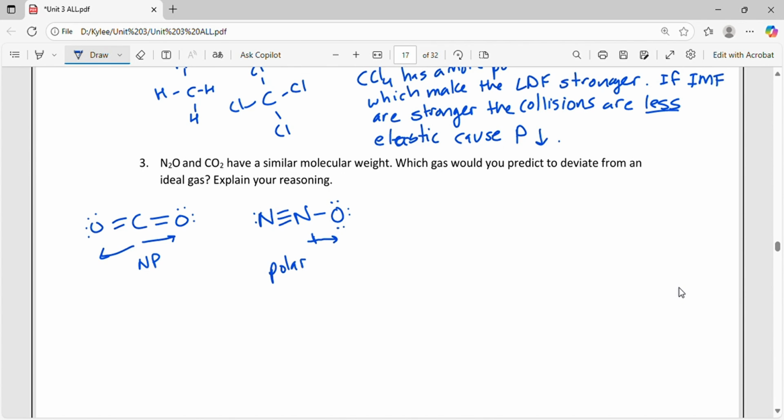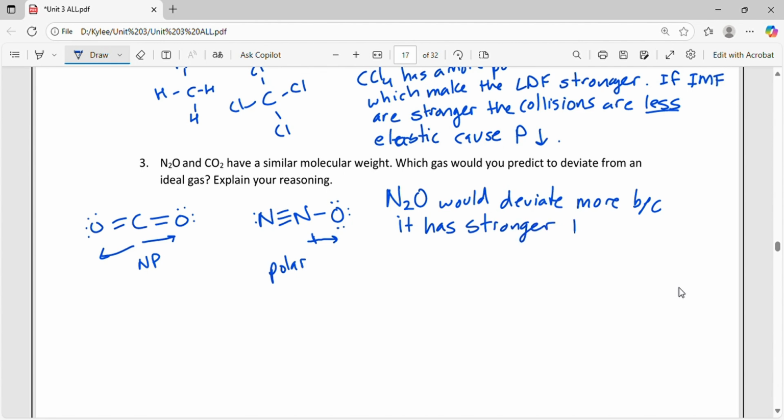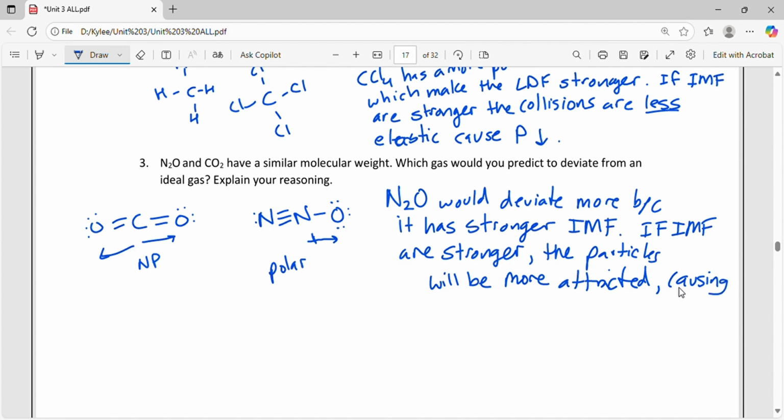And so which gas would you predict to deviate more from an ideal gas? I would predict that N2O would deviate more because it has stronger IMFs. And again, it is the same reasons that we talked about before. If the IMFs are stronger, that means there's going to be more attraction to each other. The particles will be more attracted, and then again, causing fewer collisions and a decrease in pressure. All right, that is deviations from the ideal gas law.